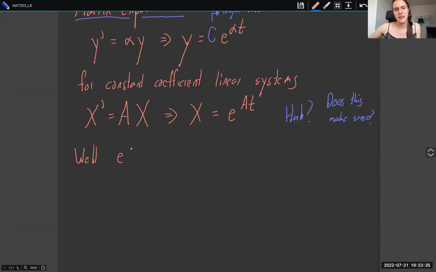What is e to the x anyway? E to the x can be defined as a power series. So it's the sum from n is equal to 0 to infinity of x to the n divided by n factorial, right? And this is always convergent, converges everywhere.